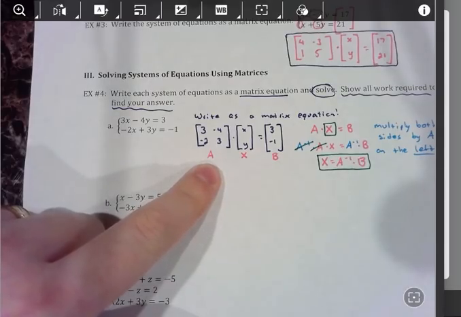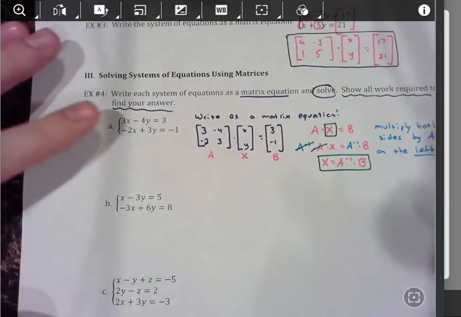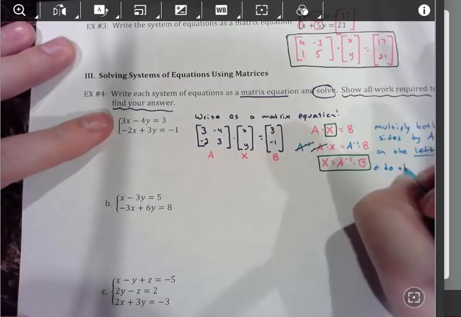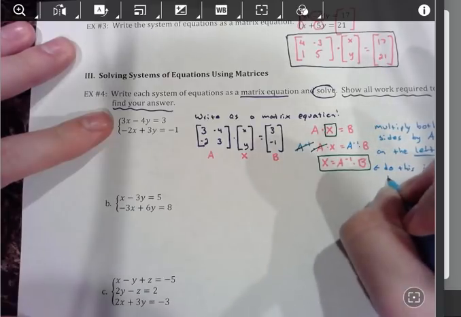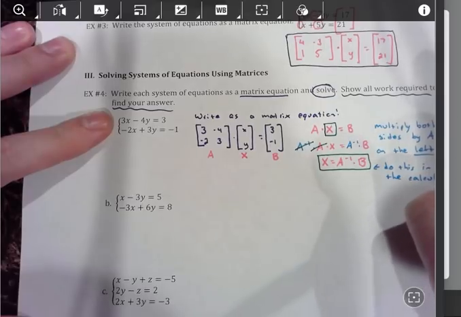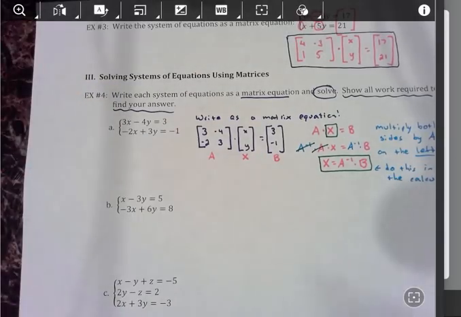So here's what we're going to do. We're going to switch over to our calculator, and I'm going to show you how to do this in the calculator. It doesn't matter if you have a TI-83 or a TI-84, it works the same way in both.